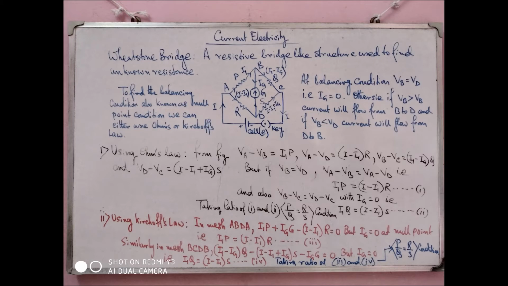So this I, when it comes to point A, gets divided into 2 parts. One goes to P, one goes to R. Let the current through P be I1 and the current through R be the remaining, that is I minus I1. Again at point B there is one more splitting. At point B some amount of current goes to the galvanometer and the rest goes through Q. Let the galvanometer current be Ig and the remaining current I minus Ig through Q.